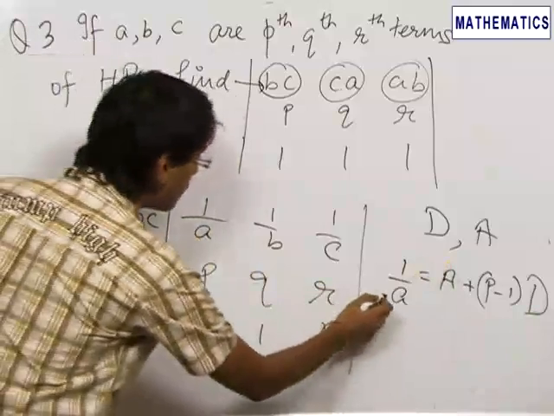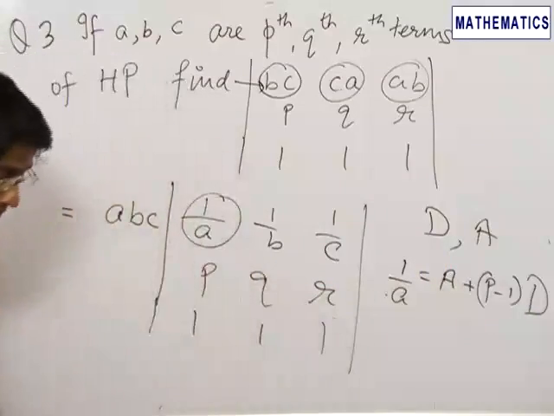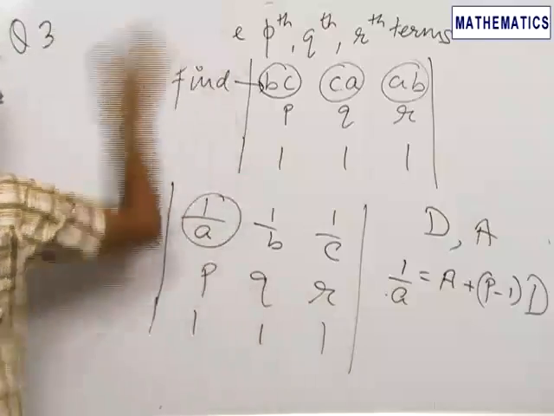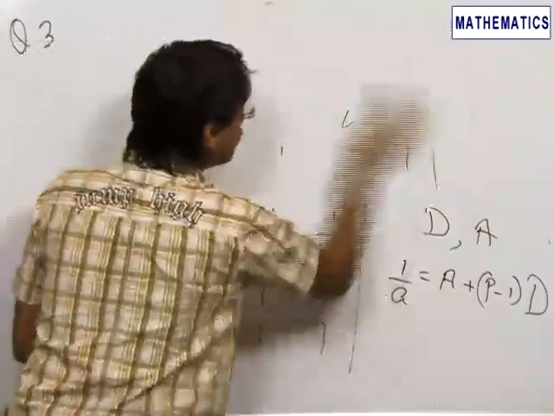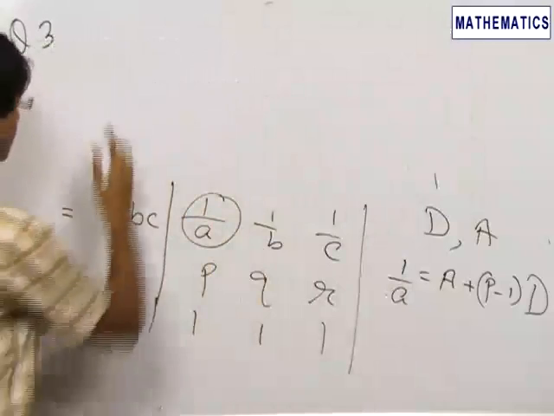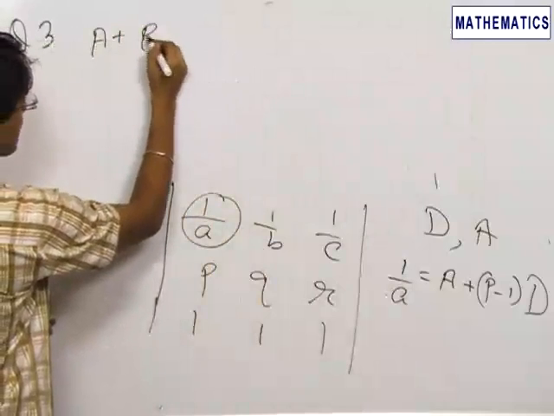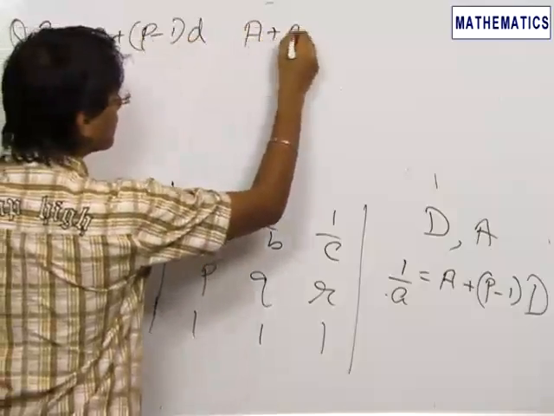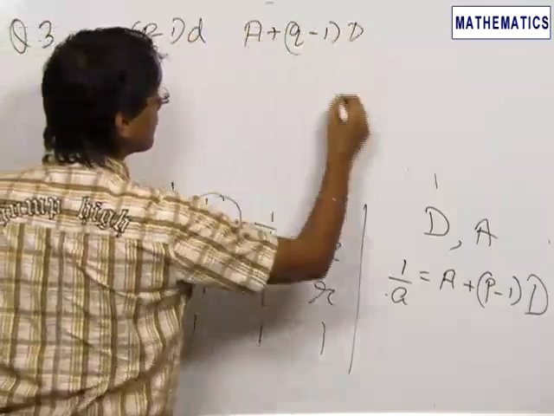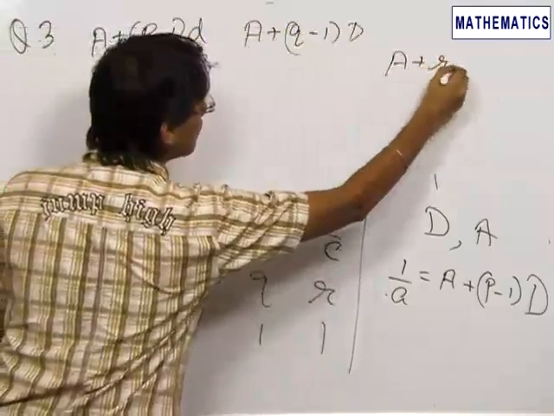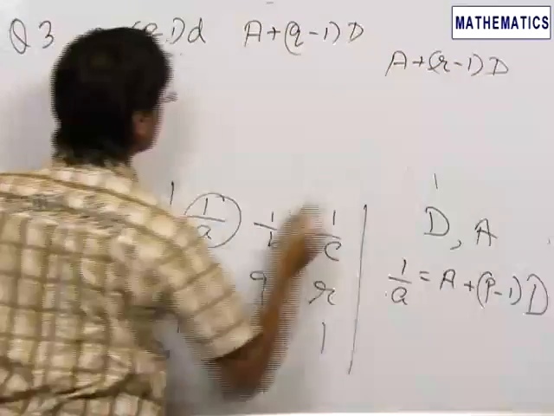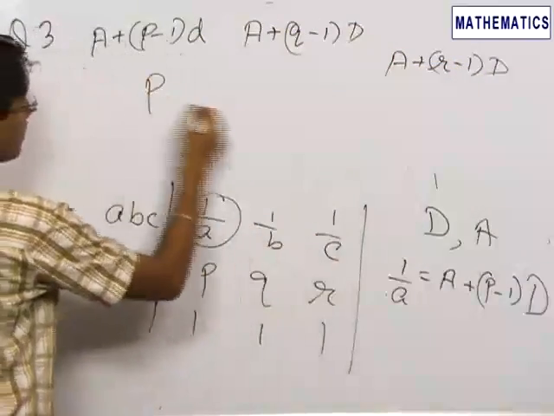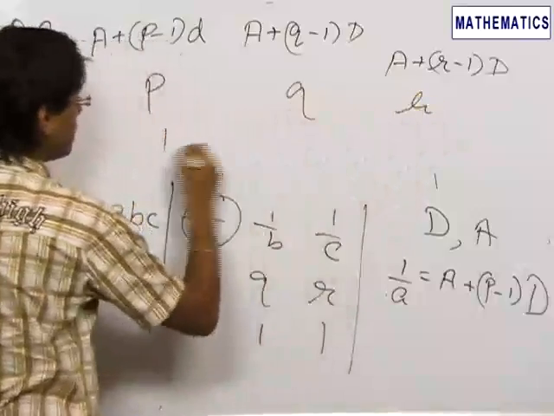Now we can substitute the value of 1 by A over here. This reduces our determinant to A plus P minus 1 times D, A plus Q minus 1 times D, and A plus R minus 1 times D, and the other two rows will be P, Q, R and 1, 1, 1.